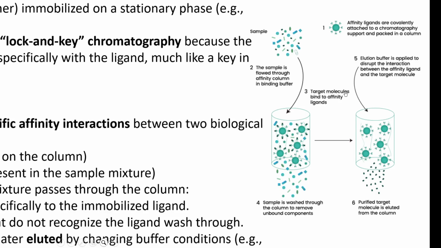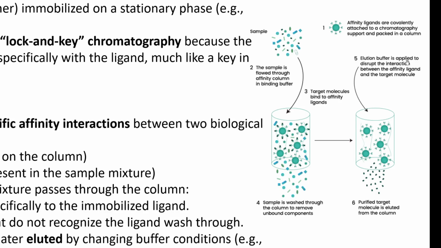Then the target molecules bind to the affinity ligands that are already present in the column. Once you wash it, your unbound components are removed. Now you have only your target that is bound to your ligand. So now you have to make it come out of the column. You have to make it lose its interactions with the ligand. So then you use your elution buffer, which may help in breaking the bonds between your ligand and the target, so that you can isolate or purify your protein of interest.